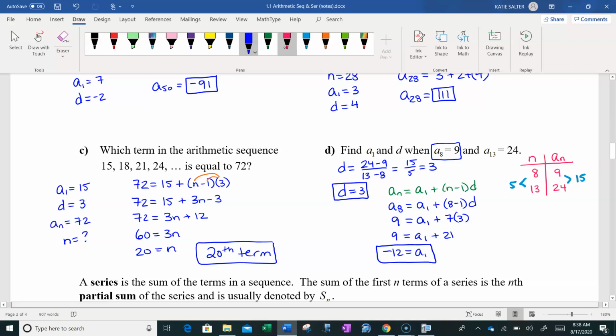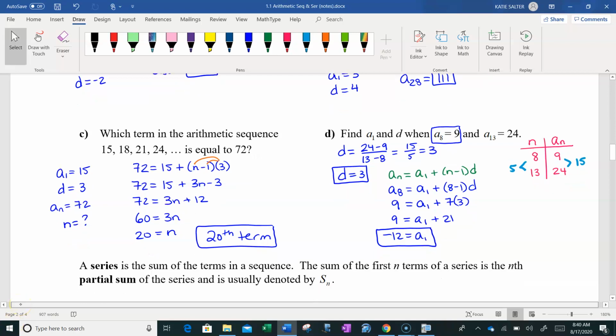And you could always reset this up to check it in your calculator, or just to check it, you could substitute negative 12 for a sub 1 and 3 for d, and just like we did that other problem, put it in your y equals, and then go look, is the 8th term 9, is the 13th term 24, and make sure that it checks out.